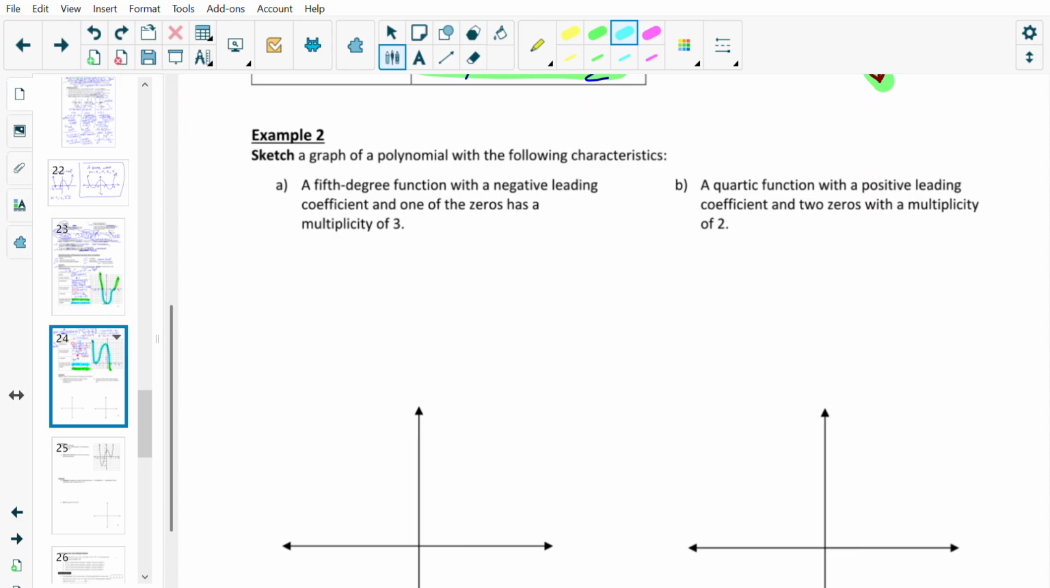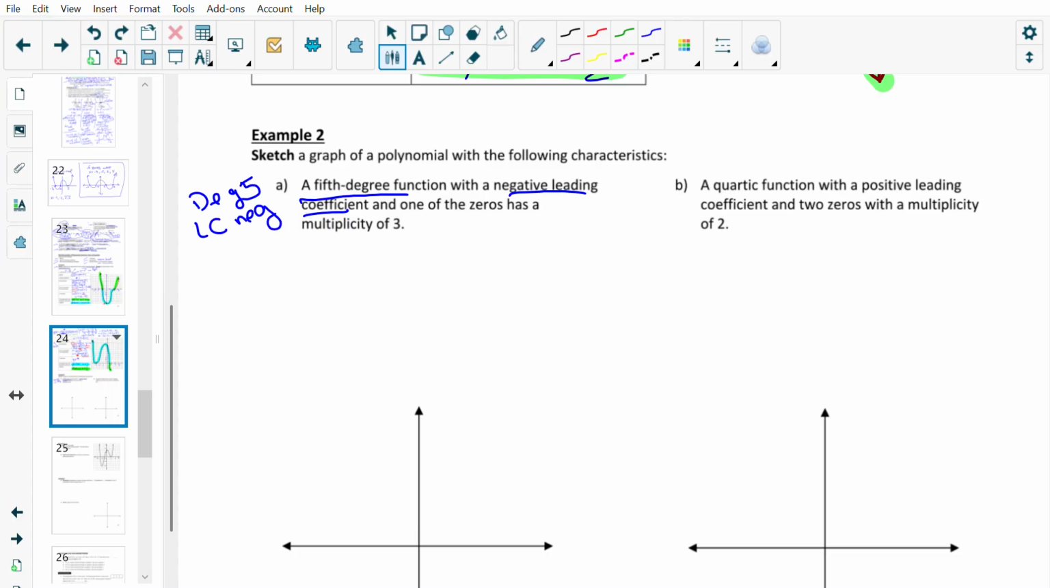Next example. Example 2. Sketch a graph of a polynomial with the following characteristics. So now I'm going to give you the characteristics, and now you have to deduce or decide what this graph is going to look like. Okay? A fifth-degree function with a negative lead coefficient, and one of the zeros has a multiplicity of 3. Okay.